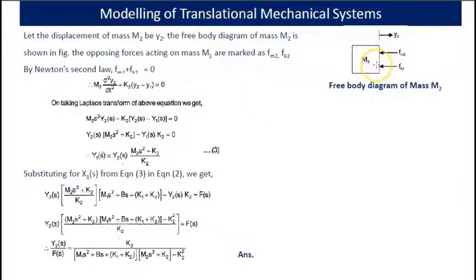Similarly, for the second node also, draw the free body diagram. Write the equation: m2 d square y2 by dt square plus k2 into (y2 minus y1) is equal to 0. Take the Laplace transform. Y1(s) equal to the expression in terms of Y2(s). Here we are taking the transfer function as Y2(s) by F(s).